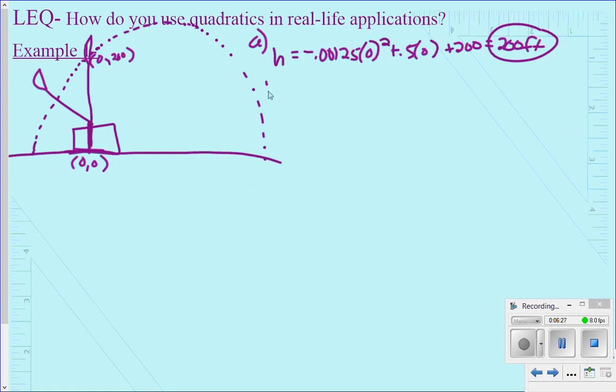So part B says, what is the highest wall the fireball can clear? Okay, so if I'm looking at my picture, I can see the highest wall that we can clear. It's going to be located at the vertex because the vertex is the highest point of this parabola. So I'm going to go ahead and draw in that wall. And I know that to figure this problem out, I'm going to have to figure out the coordinates of the vertex. So that's what I'm about to do.